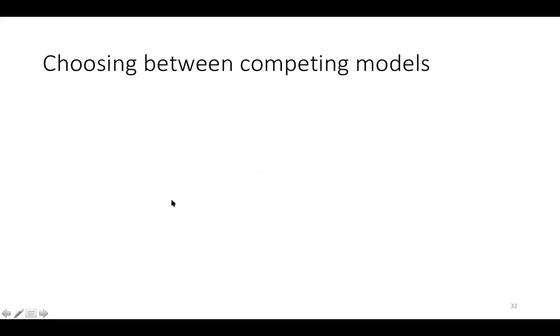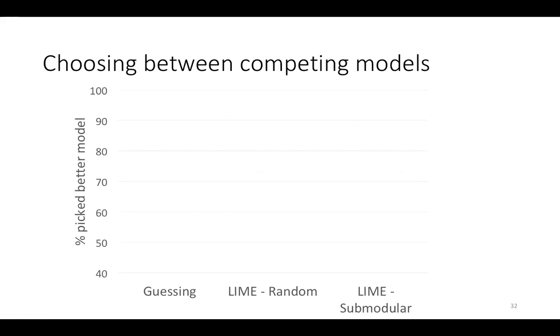So now they did three types of experiments. In the first one, they asked the Turkers which one is a better model without giving any explanation. They asked them to just guess which among these two algorithms is the better one. So the random guessing, as you can understand, is like 50%. Some say this one is better, some say that one is better.